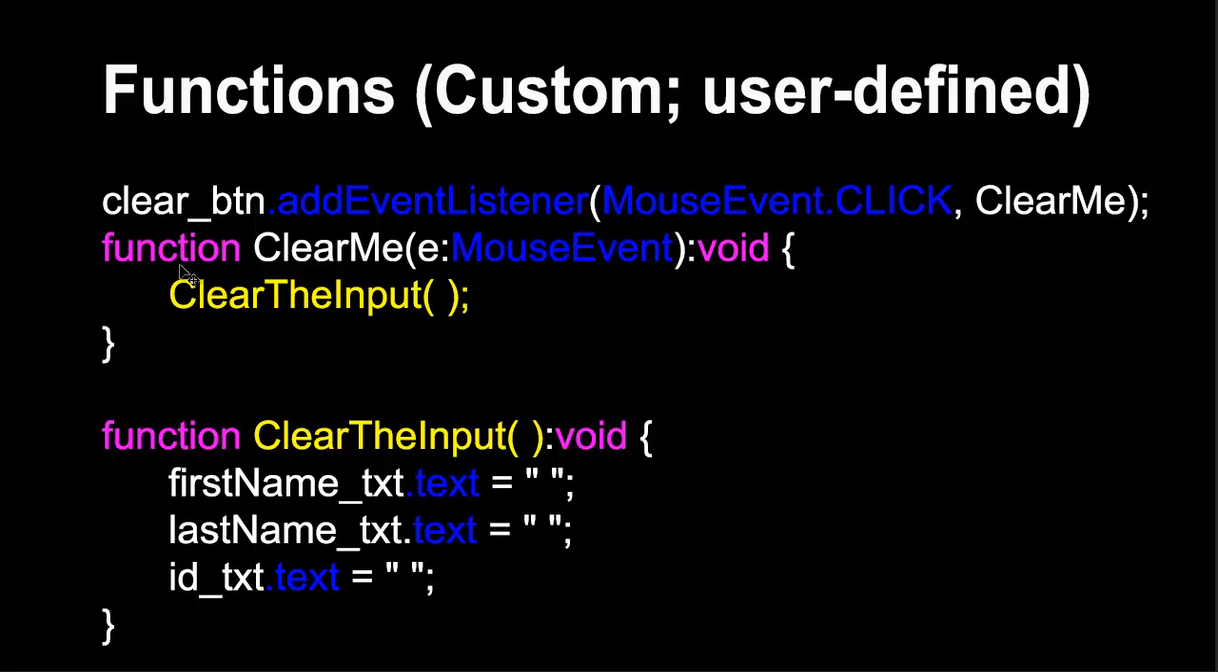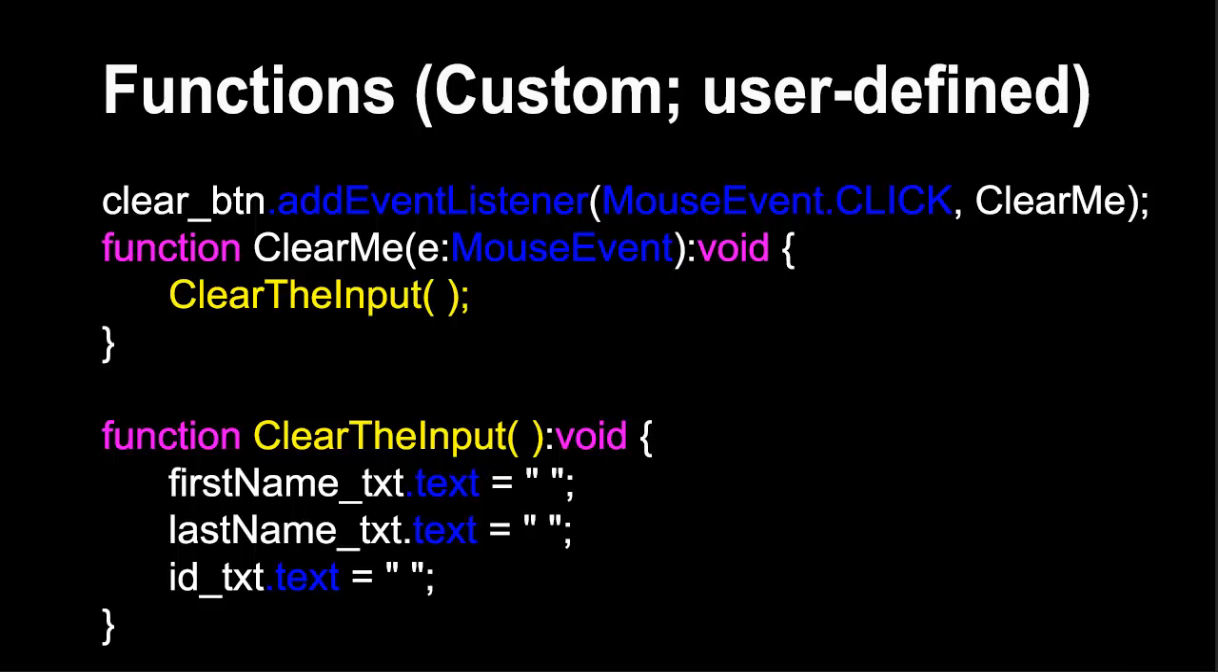So in essence, it's sort of like taking a detour. I click the clear button, it calls clearMe. clearMe calls clearTheInput, which does all this, and then returns the control back to the statement after clearTheInput. And there might be other code that I would have execute there. So this is how we can modularize our code and break it up into smaller chunks. My event listener, event handler function might call several different custom functions.